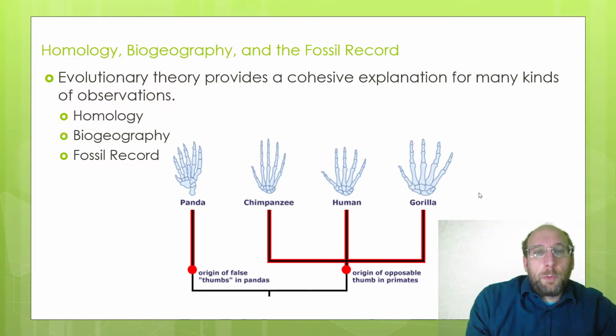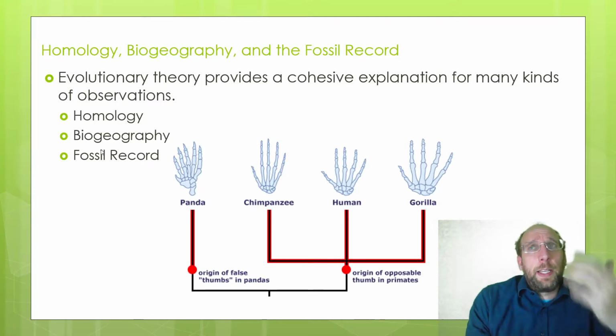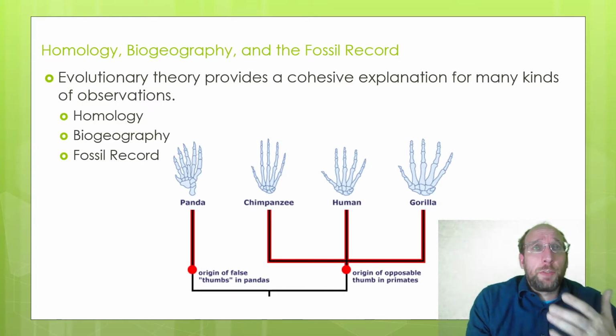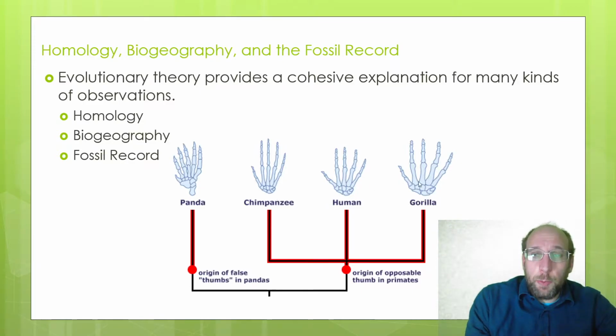So, if you look, all four of these organisms have an opposable thumb that's used for grasping, like grasping trees. If you look at the chimpanzee, though, and the human and the gorilla, you'll notice that they're made up of three fragments of bones. Those bones are developed from actually the same embryological tissue and show that the chimpanzee, the human, and the gorilla share a common ancestor that originally developed this opposable thumb.